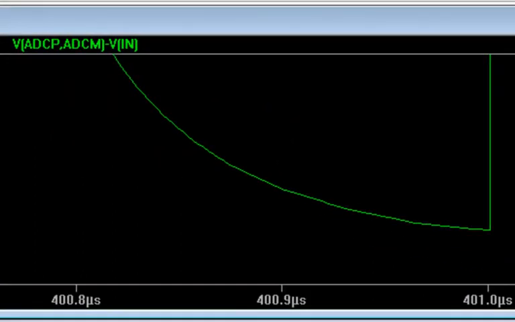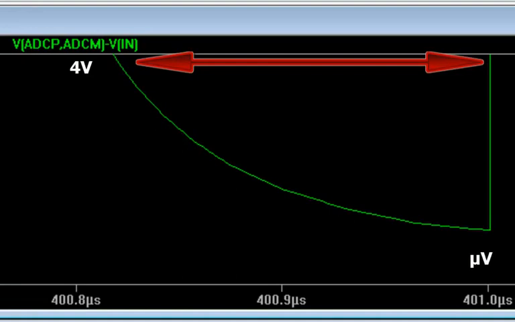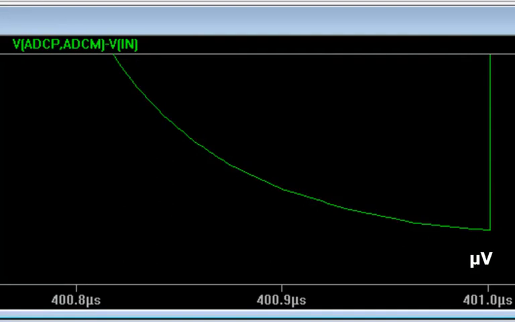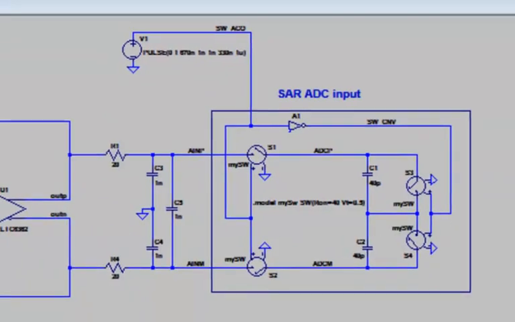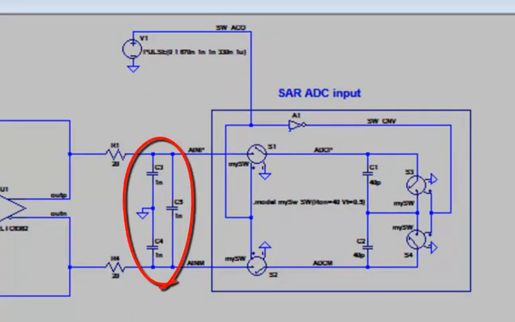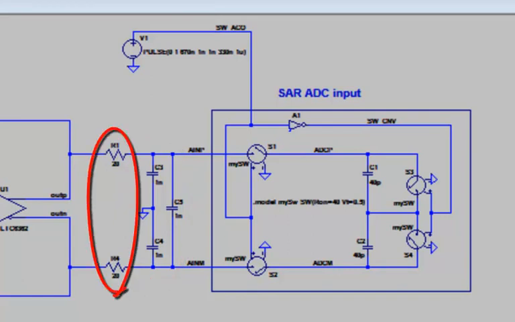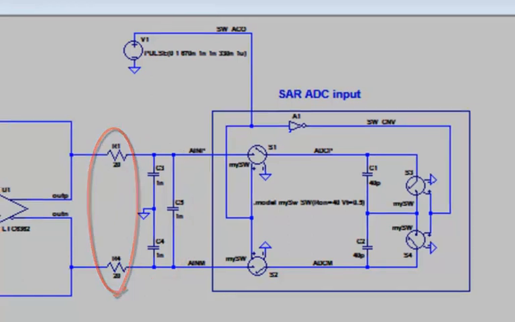So when we zoom in on that region, we see that it takes quite a while to fully settle all the way from 4 volt down to the microvolt level. And note that an ADC of 16, 18 or 20-bit resolution has LSBs on the order of 100 microvolts. In this example, we actually see that the capacitor value has not yet fully settled to the microvolt level at the end of the period. And we can derive that this is because the 1 nanofarad external capacitors in the circuit take a while to settle through the series 20 ohm resistors.